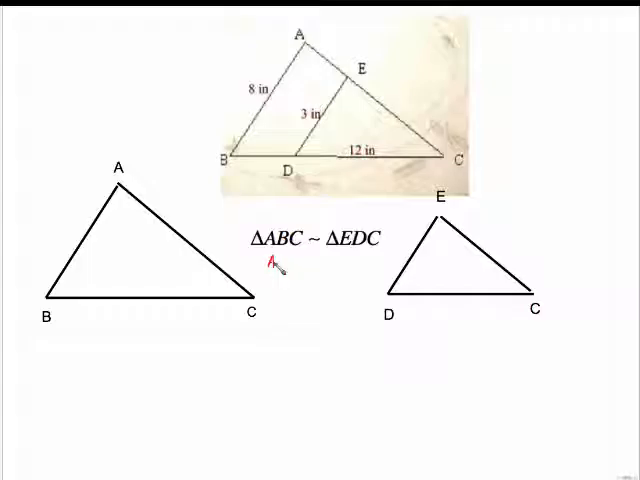Write out the proportions in letters. AB goes with ED, BC goes with DC, and AC goes with EC, and start filling in your numbers. AB is 8, ED was 3, BC is what we're looking for, and DC is 12. And that is the same proportion I had on the last screen. It's just upside down. It will give me the same cross product.